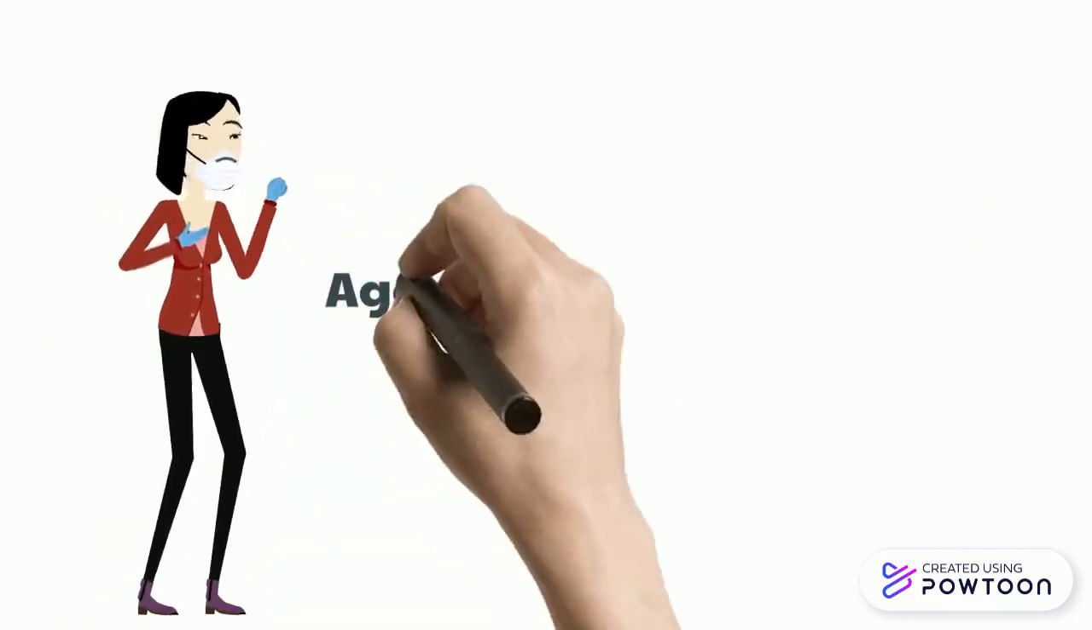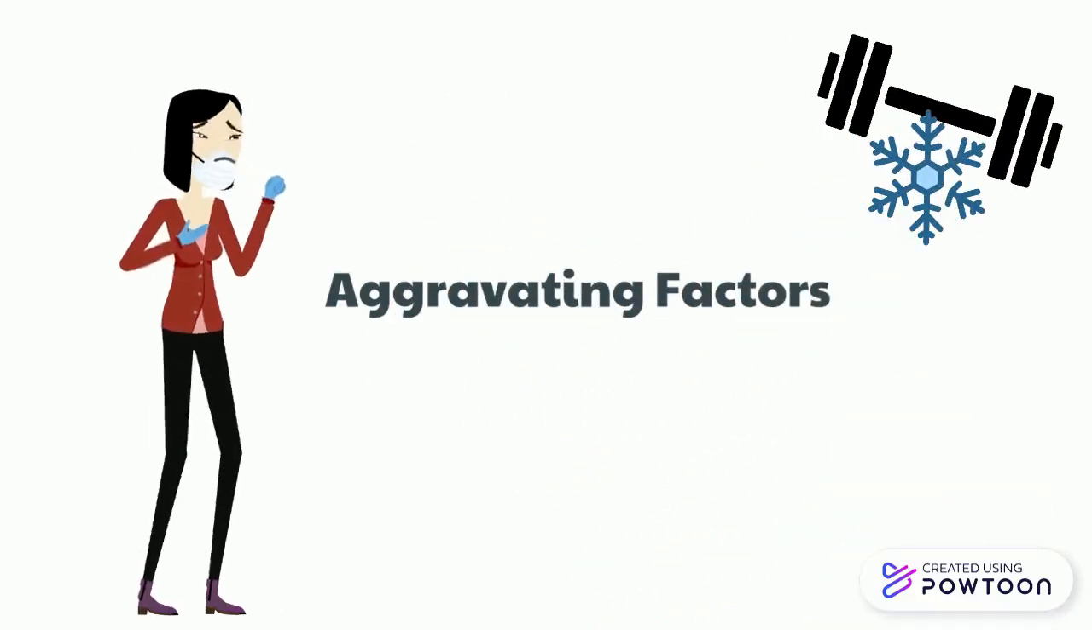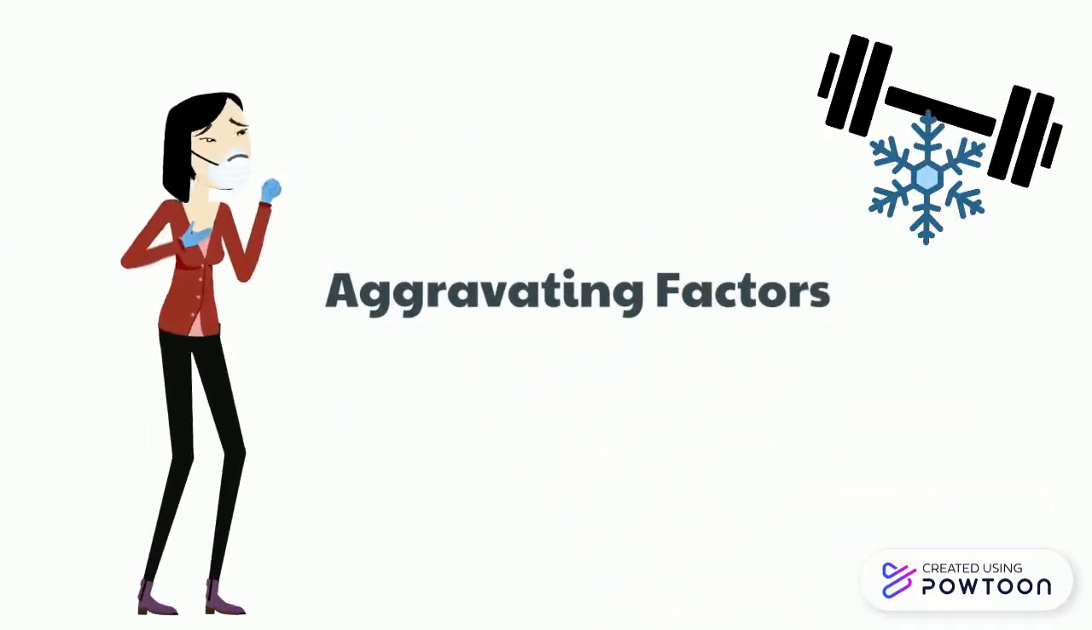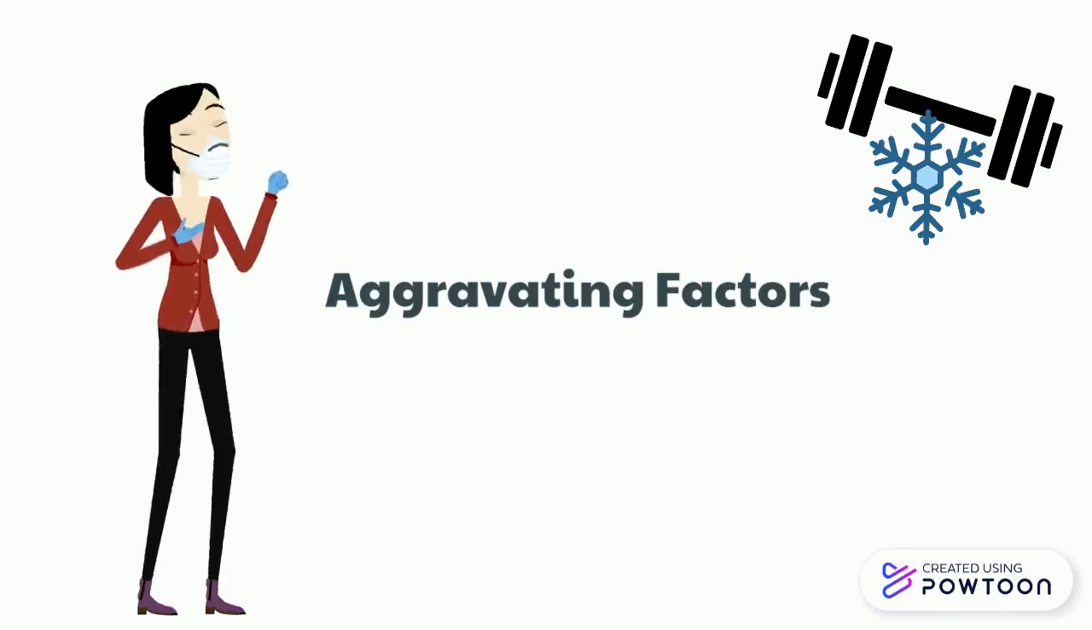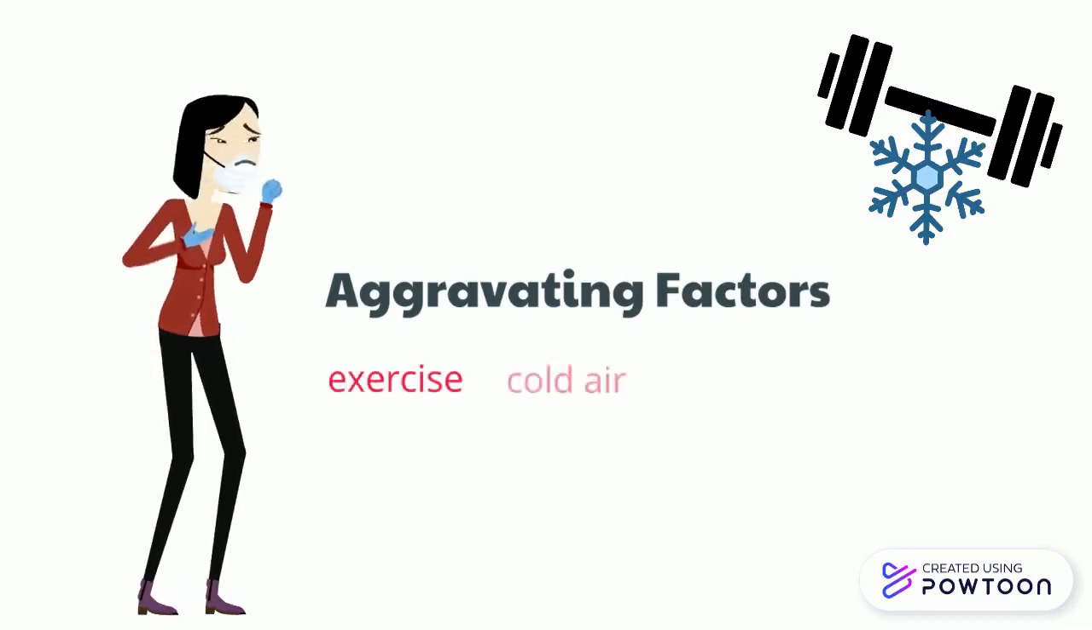Identifying the triggers can help the patient to avoid them. This can also help identify the etiology of the cough. For example, if exercise, cold air, talking, or environmental triggers make it worse.